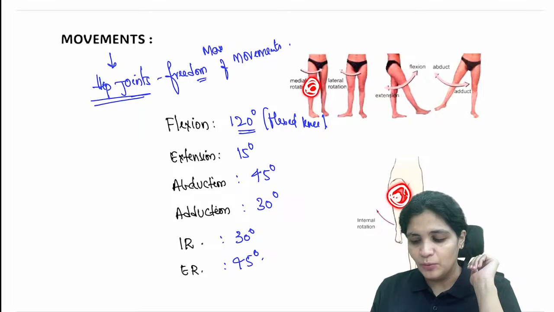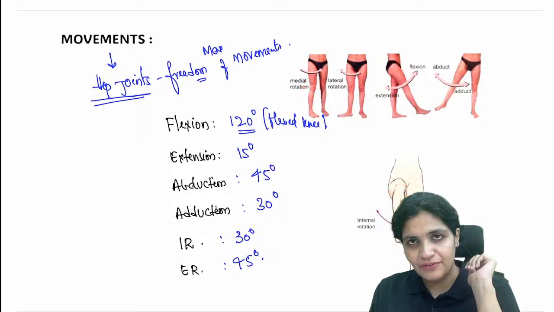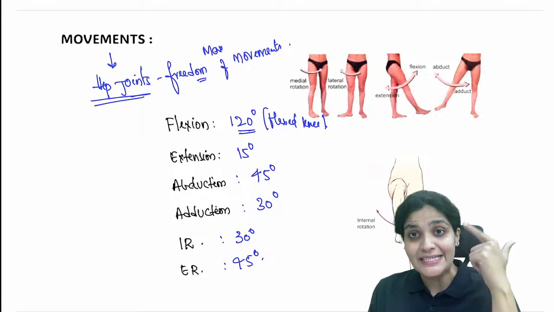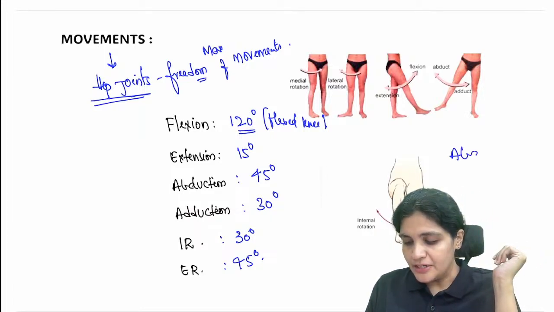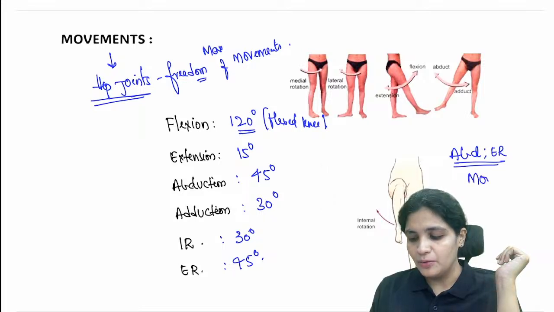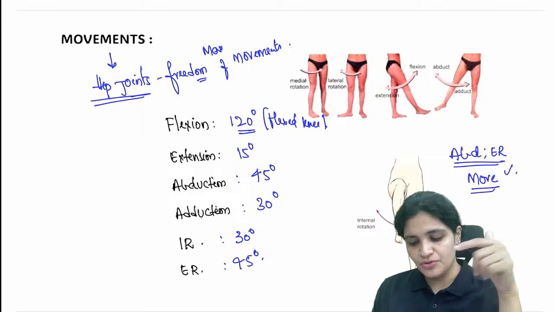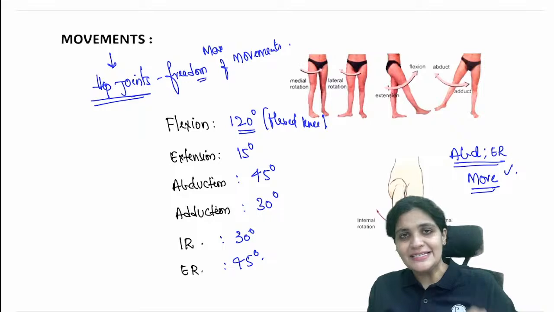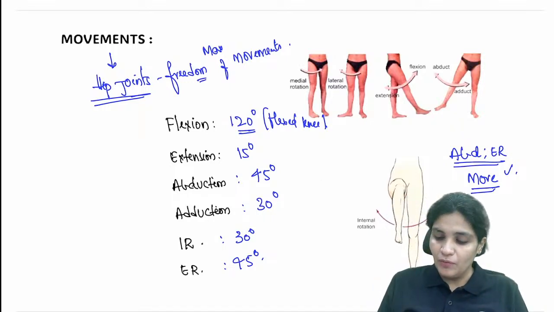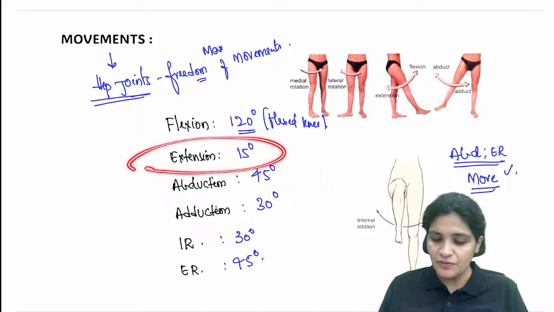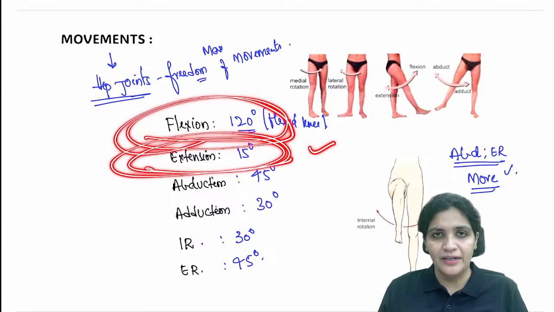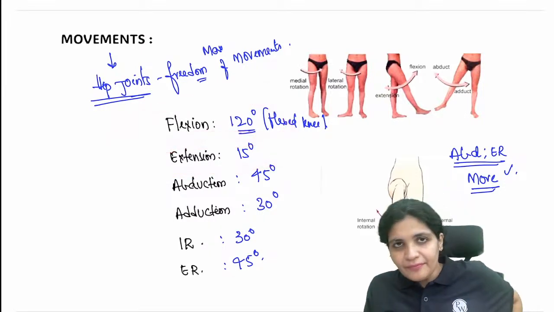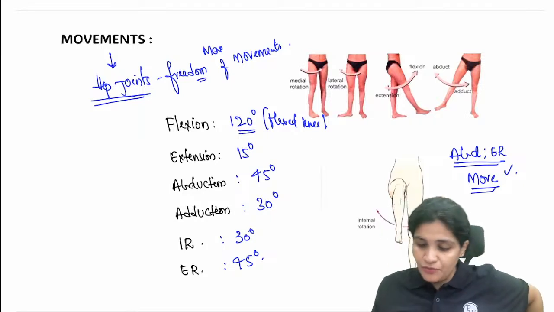With the flexed knee, you can go 30 degrees of internal rotation and 45 degrees of external rotation. So if you see, abduction and external rotation are more compared to adduction and internal rotation. That's 45 and 45. The rest is 30. What you have to remember, only one word, that is extension is 15 degrees. Right? And flexion is the highest one, that is 120 degrees. Is that clear? So these are all the movements in case of your hip joint.